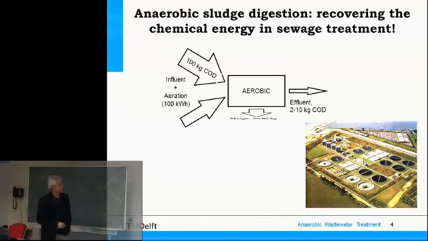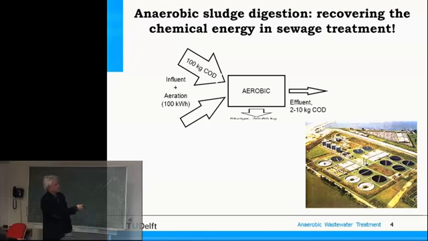If you make a rough balance over the system, one can say if we enter the activated sludge plant with about 100 kilograms COD, chemical oxygen demand, we need about 100 kilowatt hour of aeration in order to oxidize all the COD into its mineralized products. This is a very efficient system, so the effluent contains 2 to 10, so we have up to about 98% of COD removal efficiency.